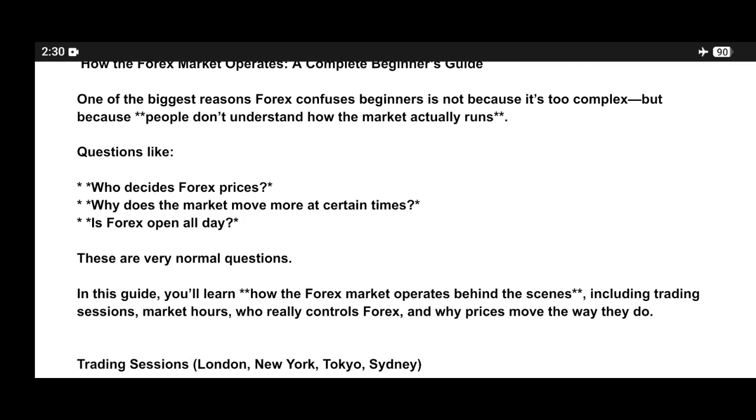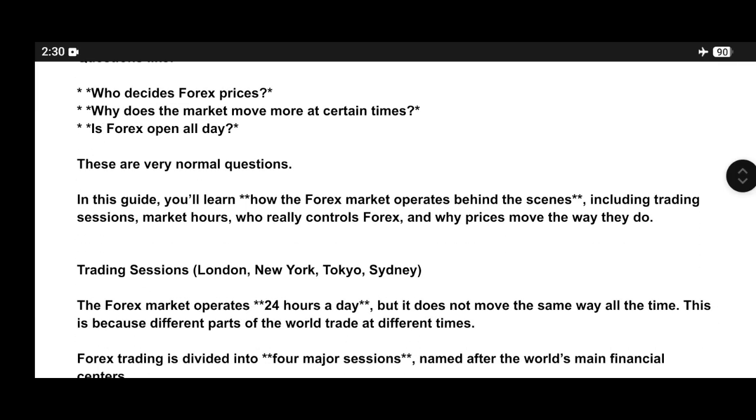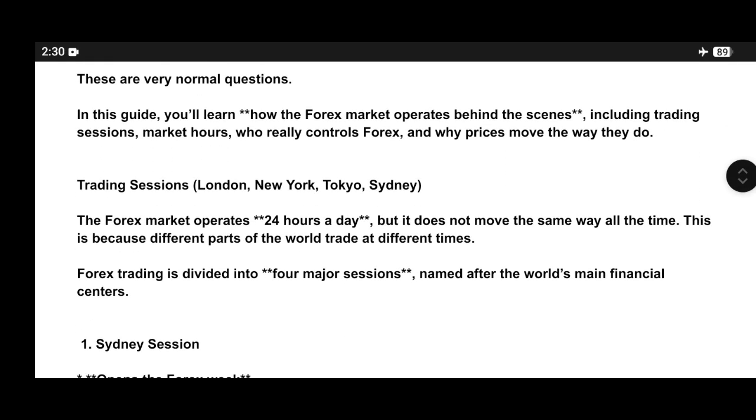So in this guide, you will learn how forex operates behind the scenes, including trading sessions, market hours, and who really controls forex and why prices move the way they do. Now let's talk about the trading sessions. In trading, we have four sessions. We have the London session, the New York session, the Tokyo session, and the Sydney session.